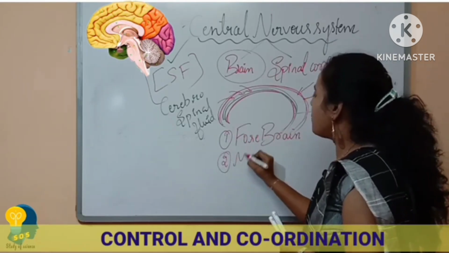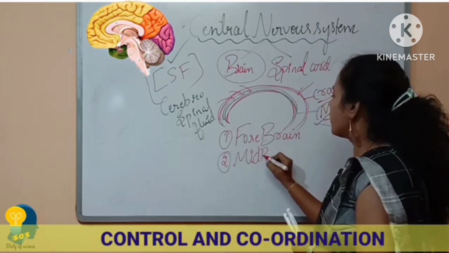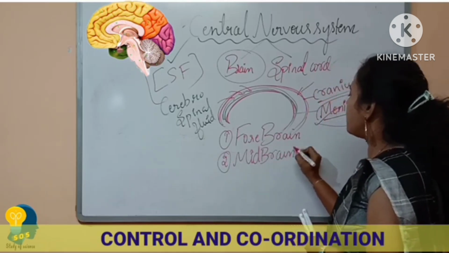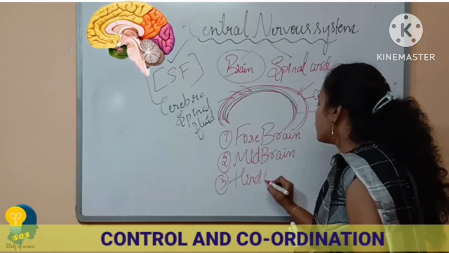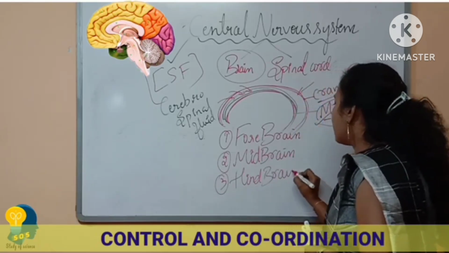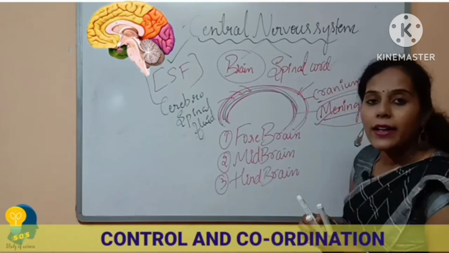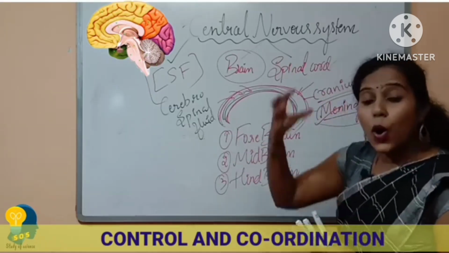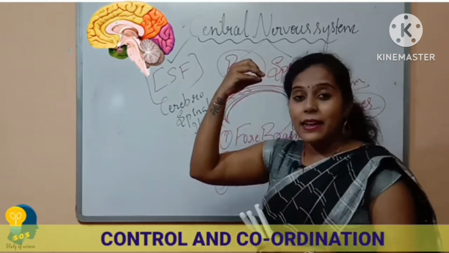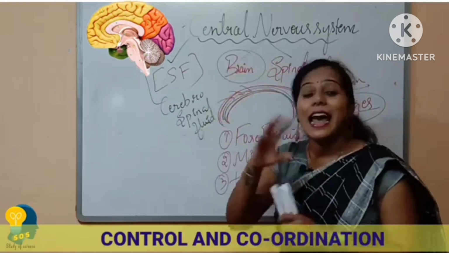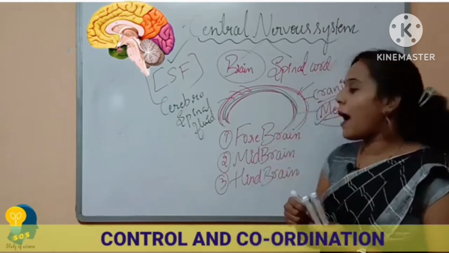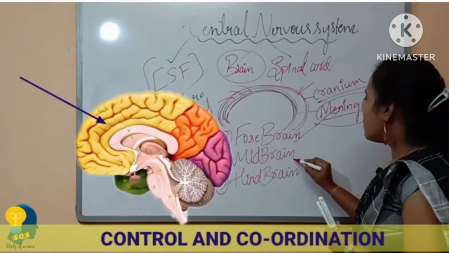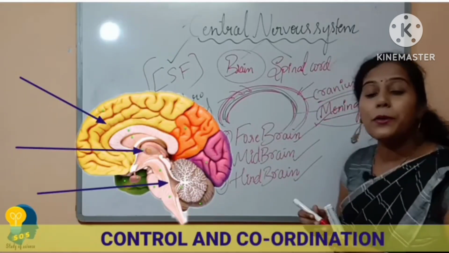Second one is the midbrain. And third one is the hindbrain. Okay? So the whole brain which is present inside our skull is classified into 3 parts. The 3 parts are the forebrain, midbrain and the hindbrain.